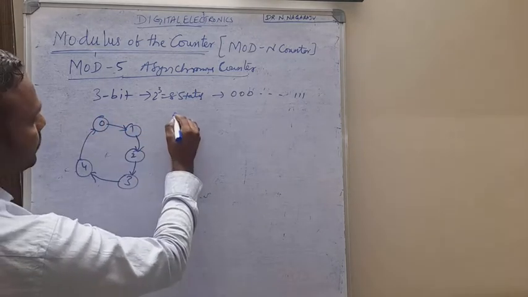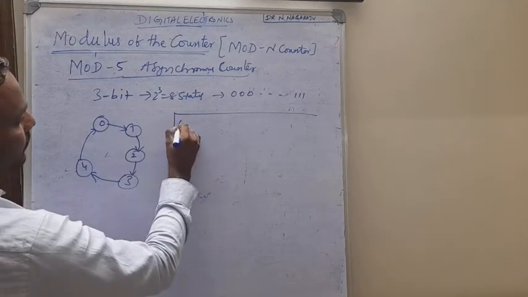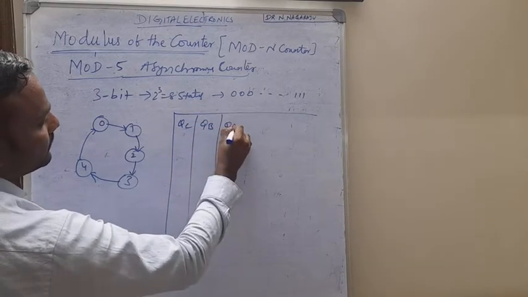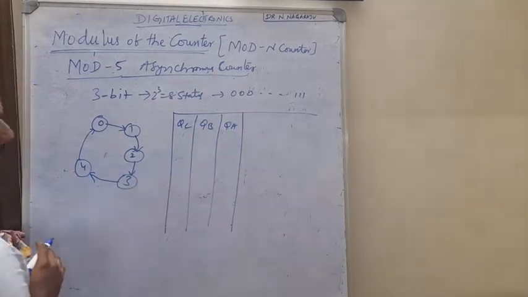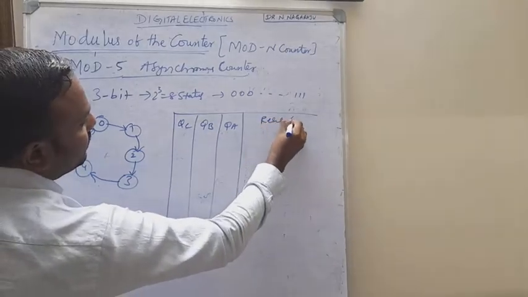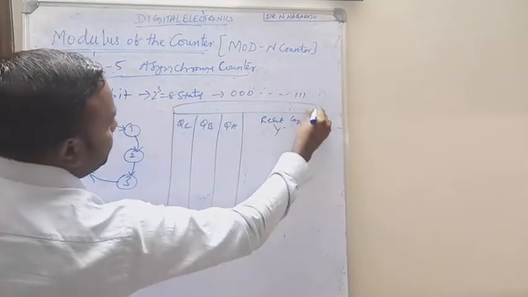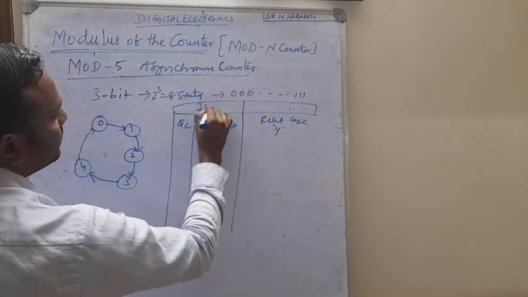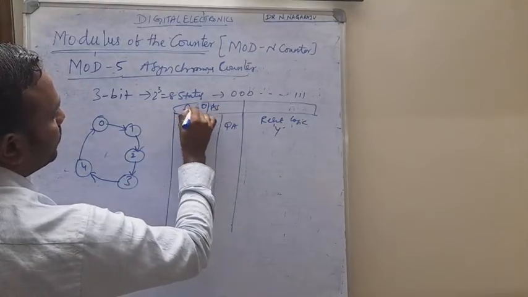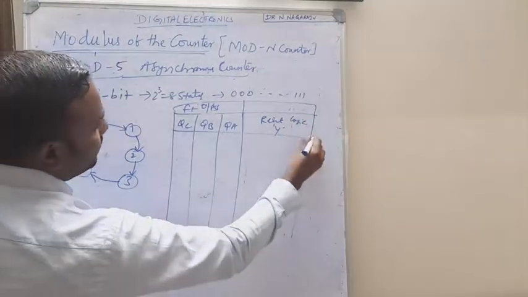Now we construct the truth table for this one. So what is the truth table? Here 3 flip-flops are required, so I am going to use QC, QB and QA. That is the flip-flop outputs, right? And here the reset logic is Y. So here just put the inputs, the outputs of the flip-flops, and the reset logic Y. Now just expand the values.